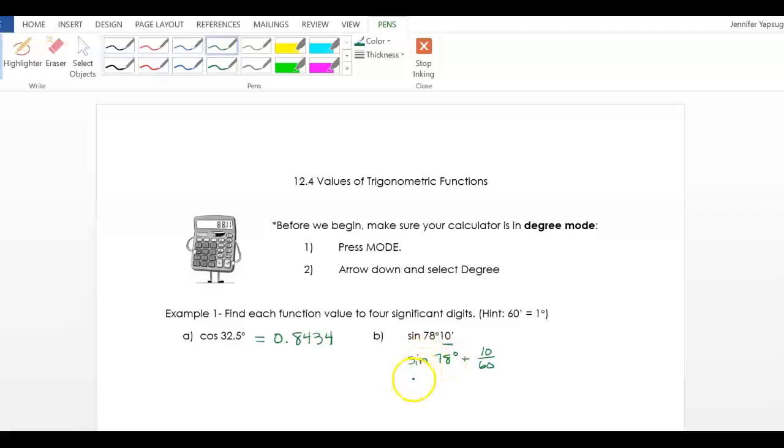So I am going to rewrite this as the sine of 78.166, and I'm going to round to the 7 here, just so that I have 4 digits after my decimal. The last thing to do is to type sine 78.1667 and find that value. That gives you an answer of 0.9787.